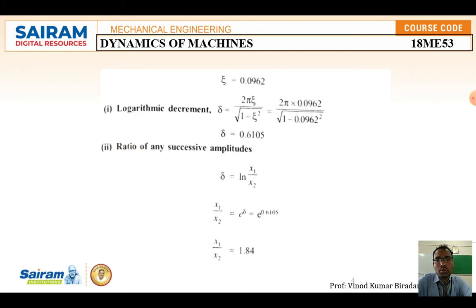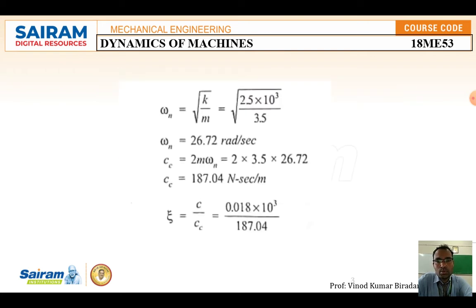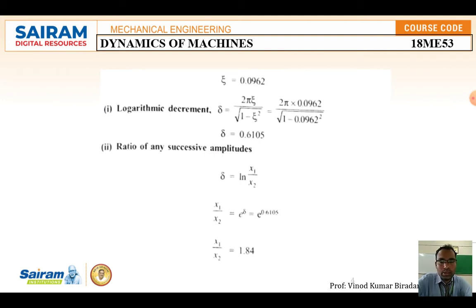Before solving these quantities, that is the logarithmic decrement ratio of any two successive amplitudes, we need to calculate some basic quantities with the help of these formulas. We calculated omega n, the critical damping coefficient, and zeta also, and now go for the logarithmic decrement first. We have three formulas for the logarithmic decrement. Here we know the zeta value, so use this formula.